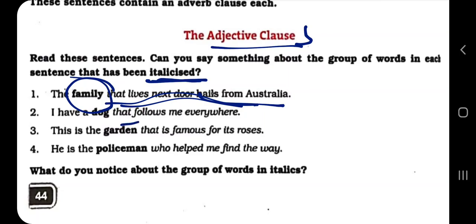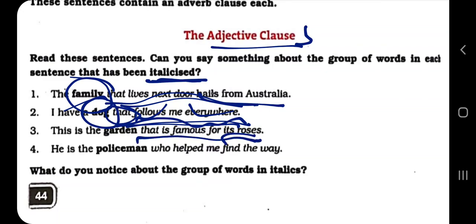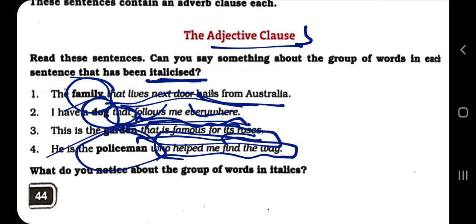I have a dog that follows me everywhere. It is telling about a dog and it has both subject and predicate. That is the subject. This is the garden that is famous for its roses. Who is the policeman who helped me find the way? So what do you notice? We have noticed that this italicized group of words is telling something more about the noun.